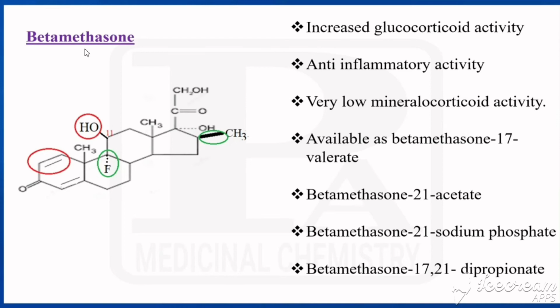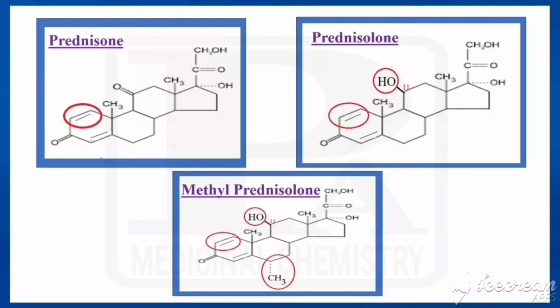Now we'll see the next drug, that is called as betamethasone. Look at the structure. Here compare this one. Look at the structure of prednisolone. What is meant by prednisolone? Having steroidal nucleus, two angular methyl groups, at 17th position alpha hydroxy group, and COCH2OH, and ketone in 3rd position, 2 bonds, and 1 hydroxy group in 11th position. So that is for prednisolone.